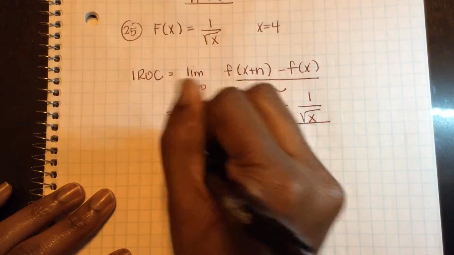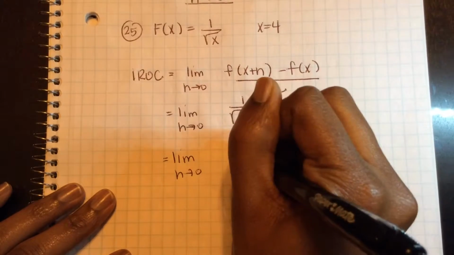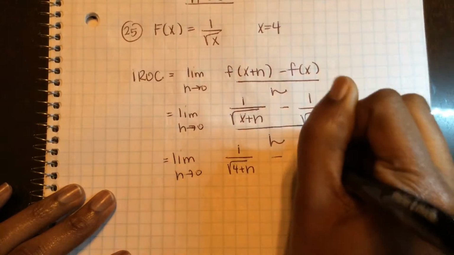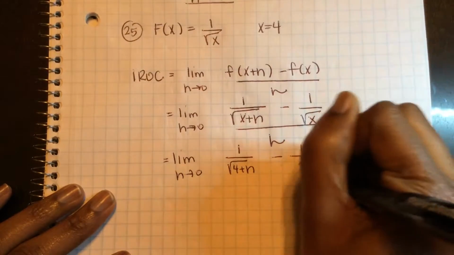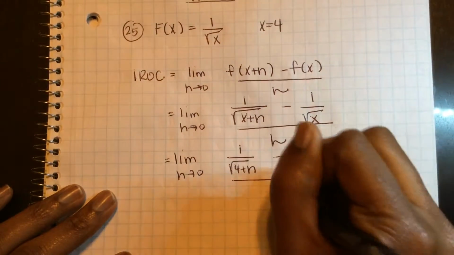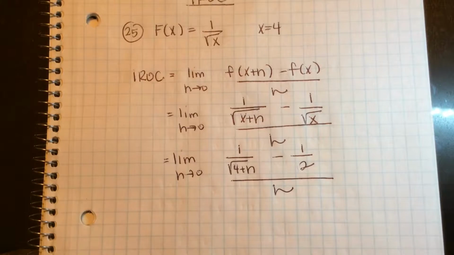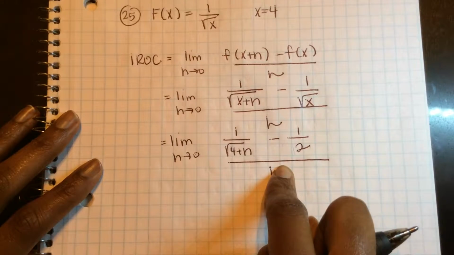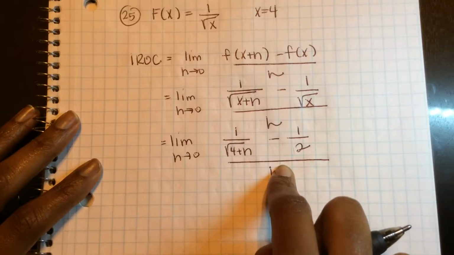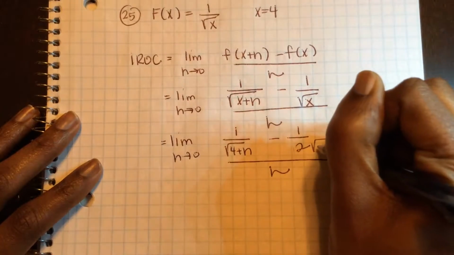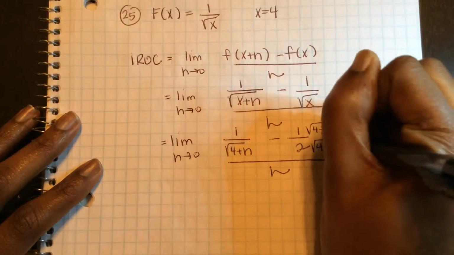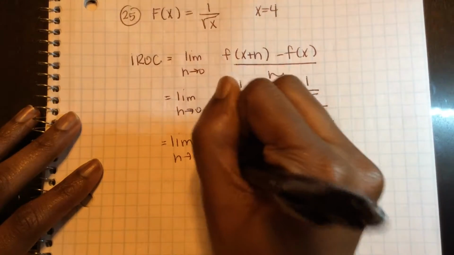So it's the limit as h approaches 0 of 1 over square root 4 plus h minus 1 over square root 4, which is 2, all over h. So now we need to simplify this complex fraction by doing common denominators. I'm going to multiply this one by square root 4 plus h on top and bottom, and this one times 2.